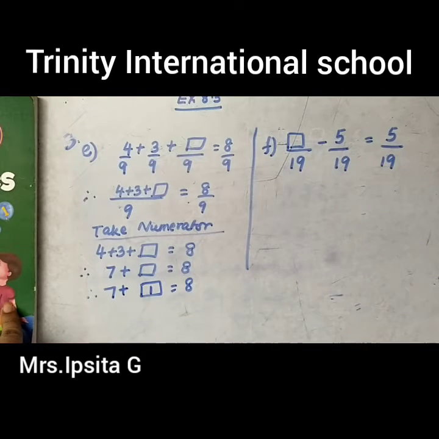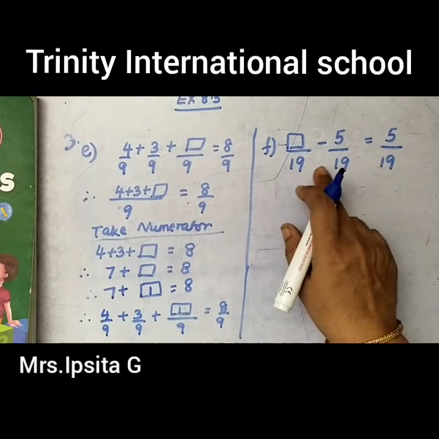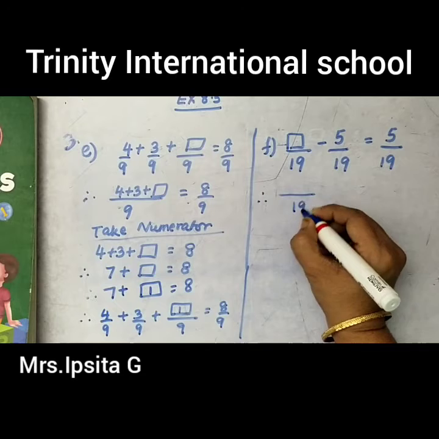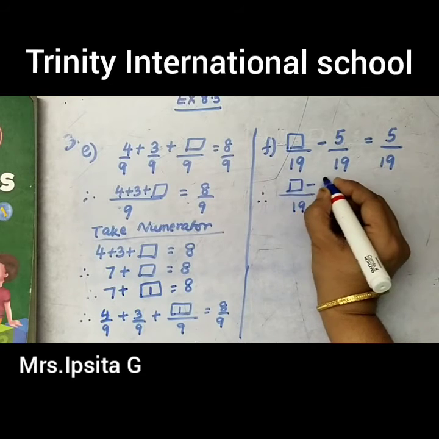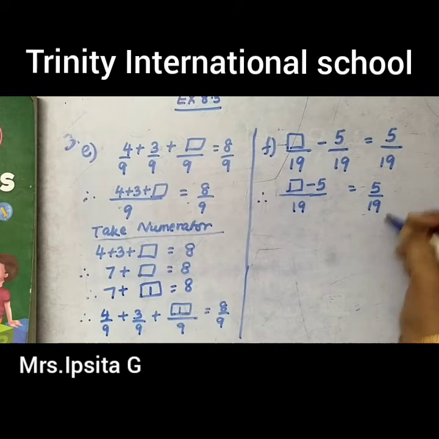So let us write. Now see how we have to write. So this is how we have to find out the missing number. Now here also you just have to go for common denominator. Then box minus 5 is equal to 5/19.